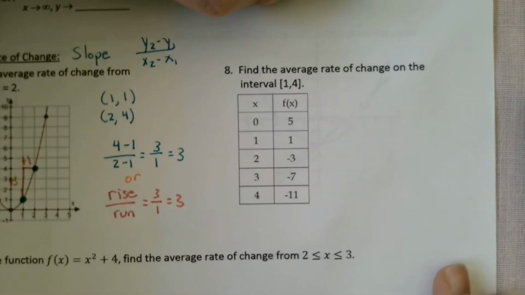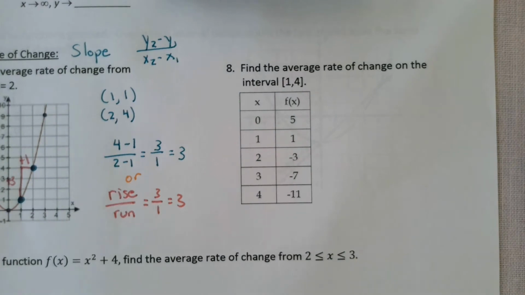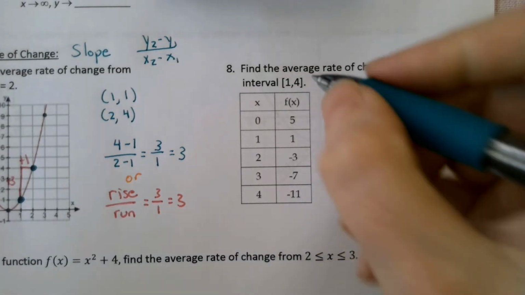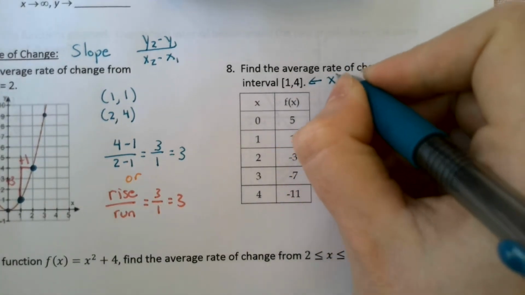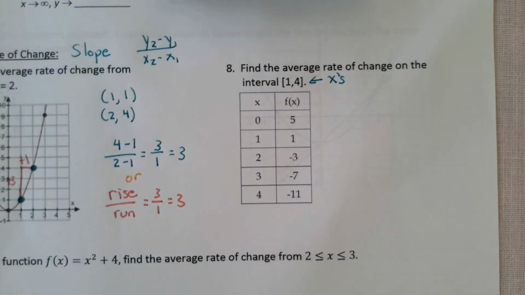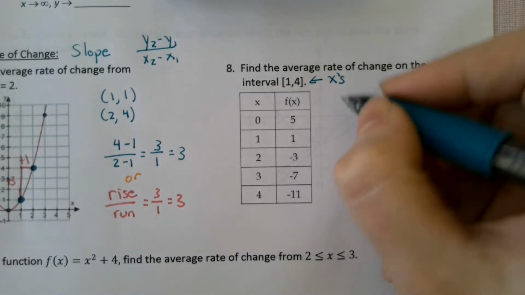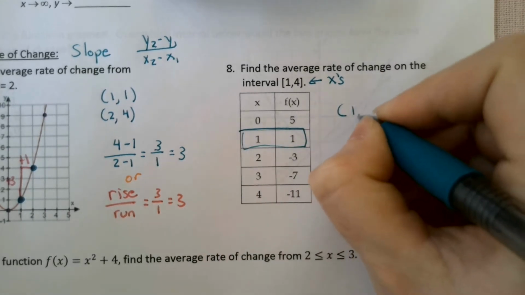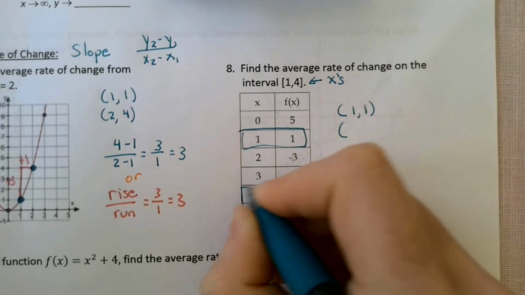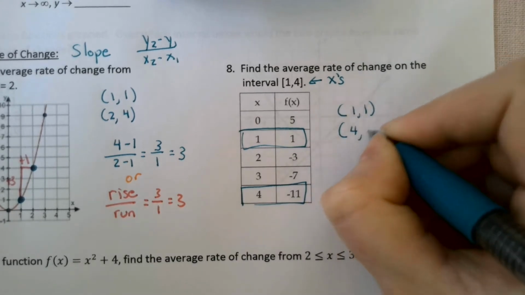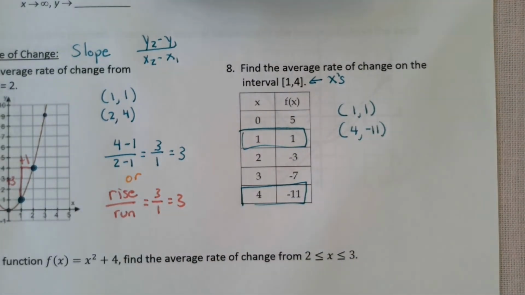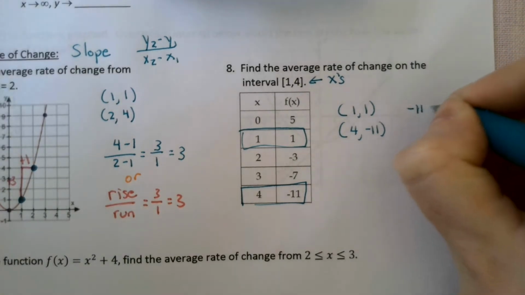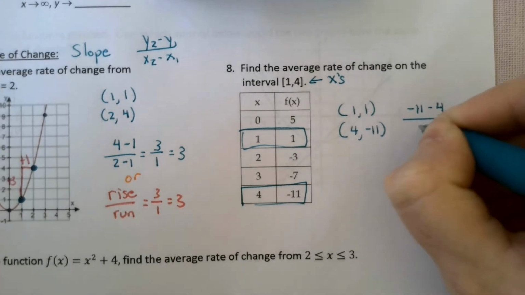Alright, but now if we have a table and we're looking for the interval 1, 4, these are x's. Okay? So we're going to go from 1 to 4. So look at your point, (1, 1), and (4, negative 11). Okay? So that is going to be negative 11 minus 4 over 1.